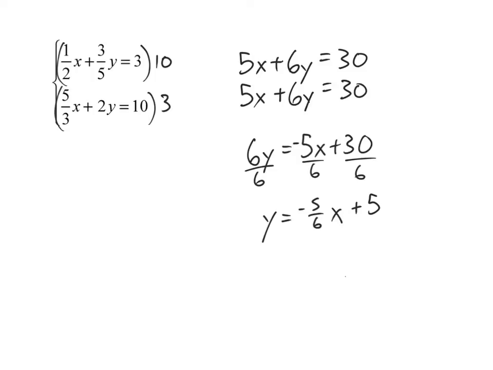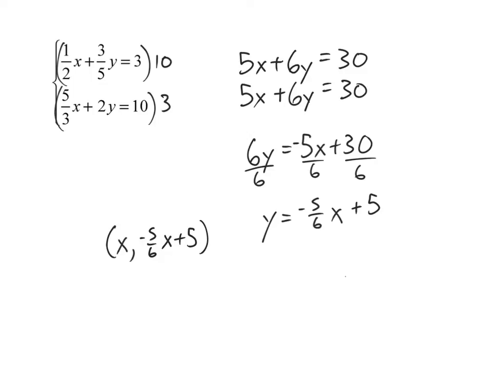And the way to write that is I say, okay, I want x to be whatever I want. It doesn't matter. x can be anything. And then my y is going to be this. So this is going to be negative 5/6 x plus 5. So that is how I'm going to write my answer.